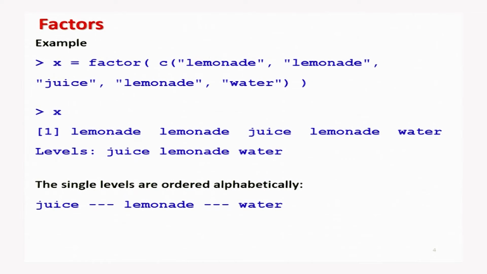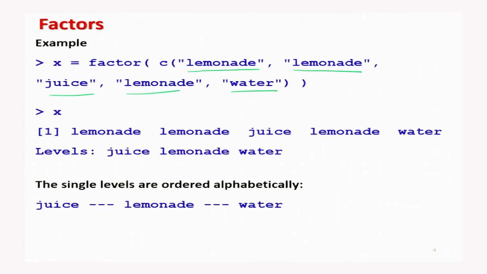Similarly, let me take one more example where I consider data in the form of strings. Suppose I take a data vector which has values like lemonade, lemonade, juice, lemonade and water. You can see there are 3 possible categories.